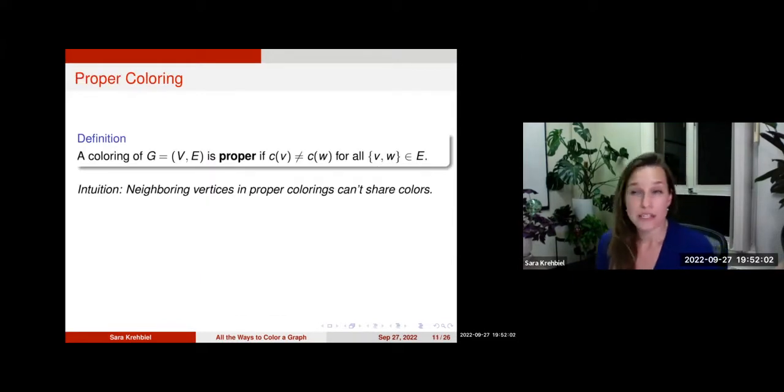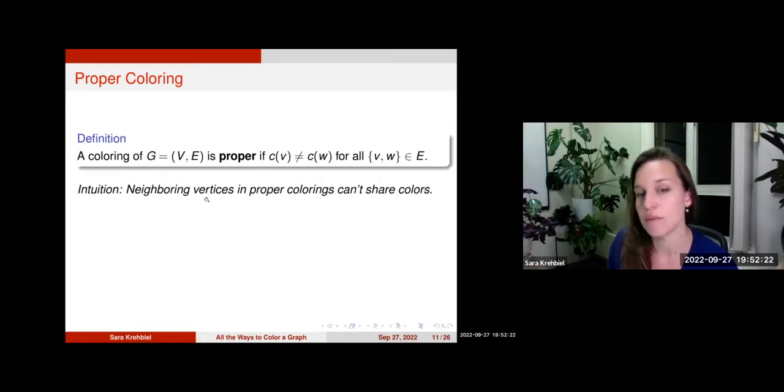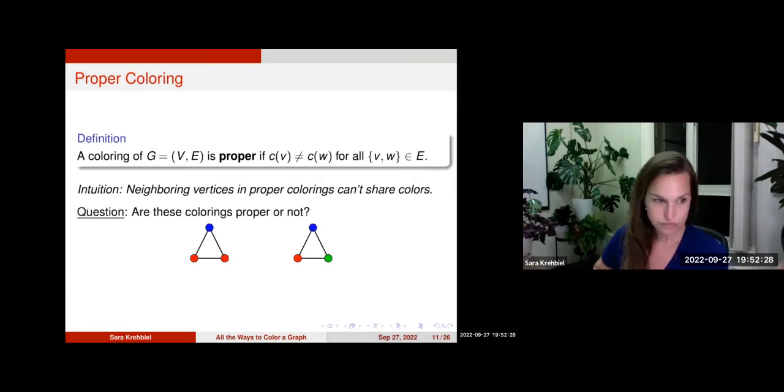Okay, so that's a coloring in general, but usually when we talk about colorings, we're talking about a specific type of coloring that has an extra property associated with it. We say that a coloring is proper if the color we assign V is different than the color we assign W, if V and W are adjacent in the graph. So neighboring vertices that have an edge between them aren't allowed to share colors in a proper coloring.